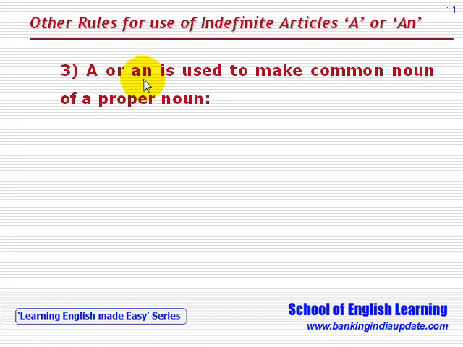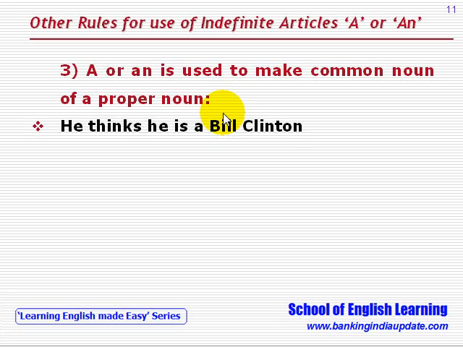A or an is used to make common nouns of a proper noun. He thinks he is a Bill Clinton. So Bill Clinton is a proper noun. So this is being used to make it a common noun. So whenever a proper noun is to be made a common noun, a or an is used. He thinks he is a Bill Clinton.